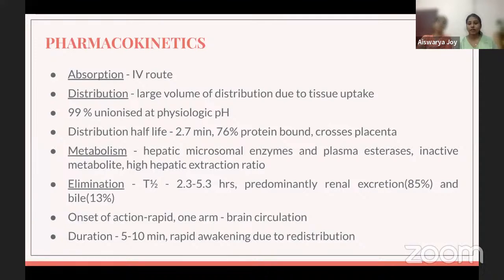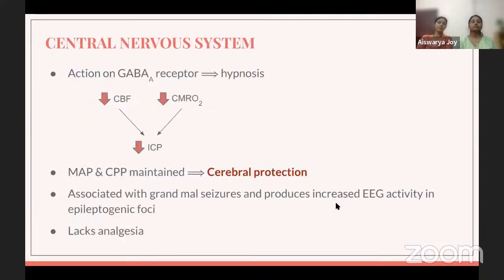Onset of action is rapid, one arm brain circulation, that is about 30 seconds, and duration of action is 5 to 10 minutes. Rapid awakening is caused due to redistribution. Coming to the pharmacodynamics of etomidate, in the central nervous system, it acts on the GABA A receptor causing hypnosis.